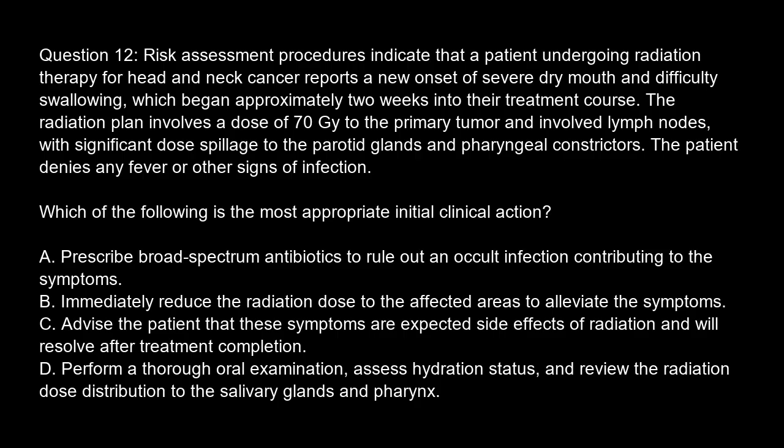Option A. Prescribe broad-spectrum antibiotics to rule out an occult infection contributing to the symptoms. Option B. Immediately reduce the radiation dose to the affected areas to alleviate the symptoms. Option C. Advise the patient that these symptoms are expected side effects of radiation and will resolve after treatment completion. Option D. Perform a thorough oral examination, assess hydration status, and review the radiation dose distribution to the salivary glands and pharynx.